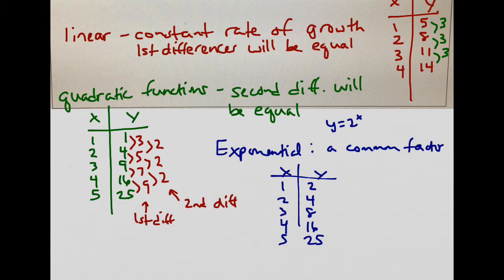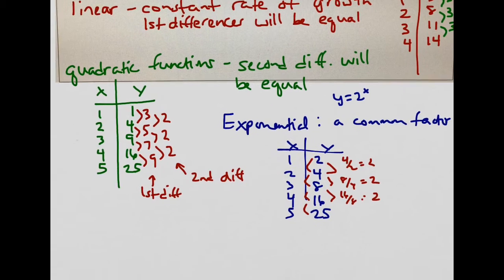So if I were to divide each of these, 4 divided by 2 is 2, 8 divided by 4 is 2, 16 divided by 8 is 2. So these are separated by a common multiple or a common factor. So that makes it an exponential equation.